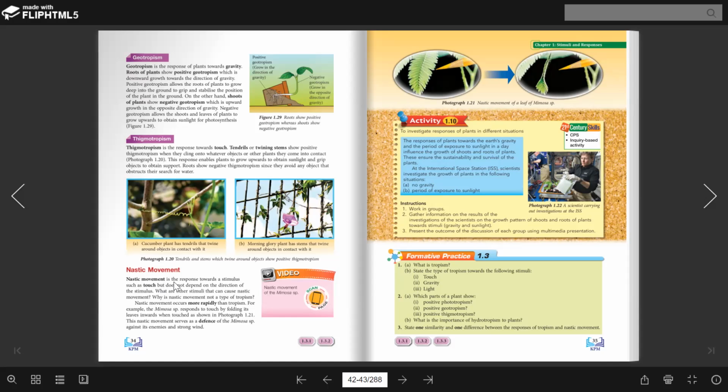Nastic movement is the response towards a stimulus such as touch, but it does not depend on the direction of the stimulus. For example, what plant is this? Try to remember the name of the plant. But when we touch it, it will produce an immediate response. Why is this important? Because this nastic movement serves as a defense against enemies or strong wind. I'm sure you are familiar with this kind of plant, right?